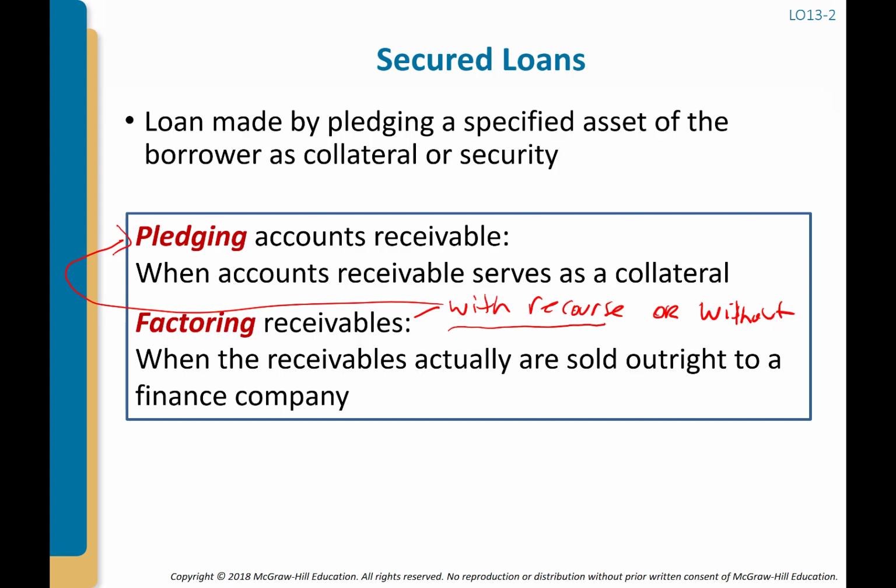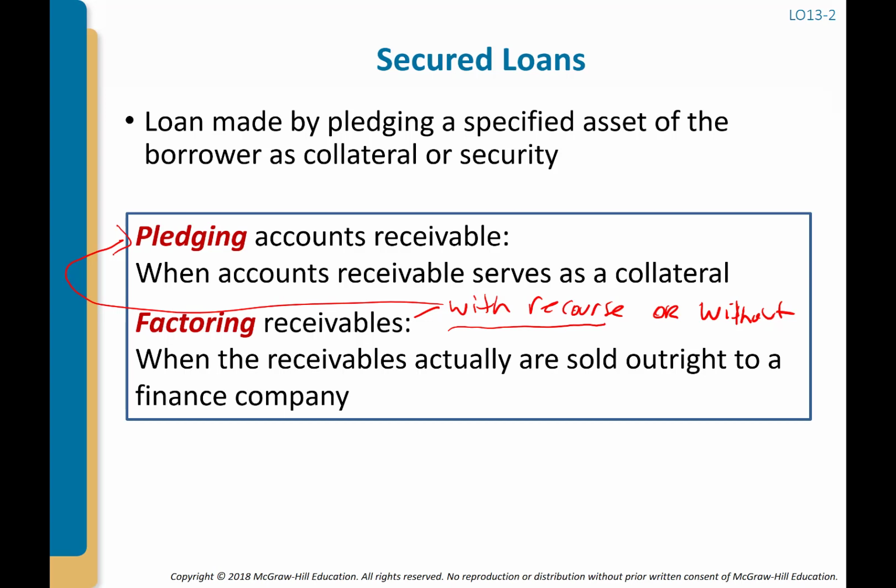Well, I'm not even a borrower here. I'm a seller, right? And it's without recourse. So what happens? I'm giving you $1,200 of receivable, but I'm only getting 1,000 back. That's because you need to make a profit on this whole deal, don't you?